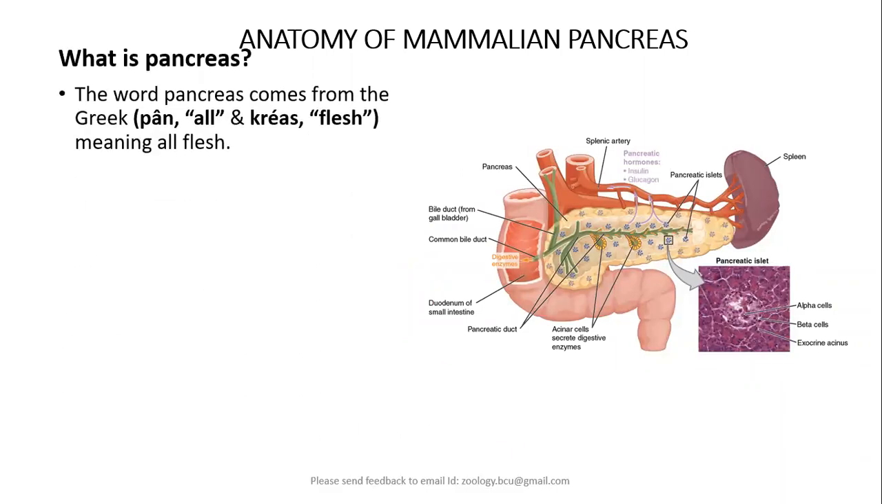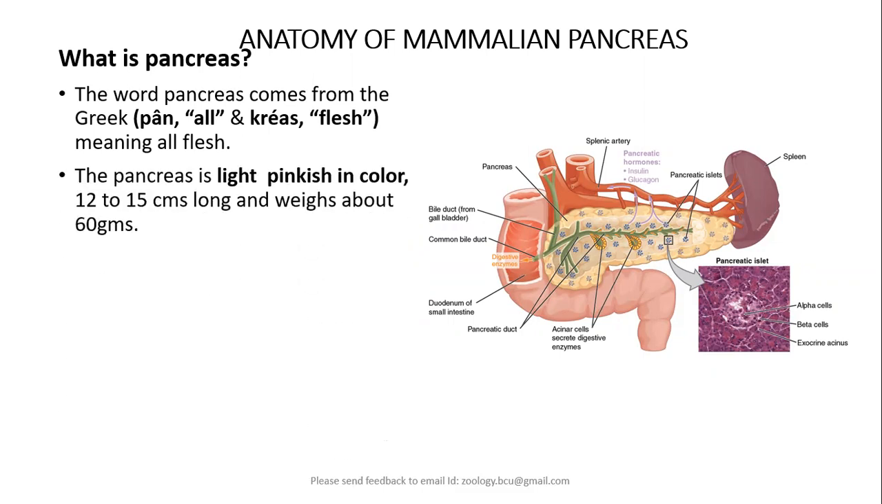Proceeding further, the word pancreas comes from the Greek, in which pan means all and kreas means flesh, meaning all flesh. That means pancreas means fleshy organ. The pancreas, especially in mammals, is light pinkish in color because it is richly supplied with blood, and it measures about 12 to 15 centimeters long in humans and also weighs about 60 grams.